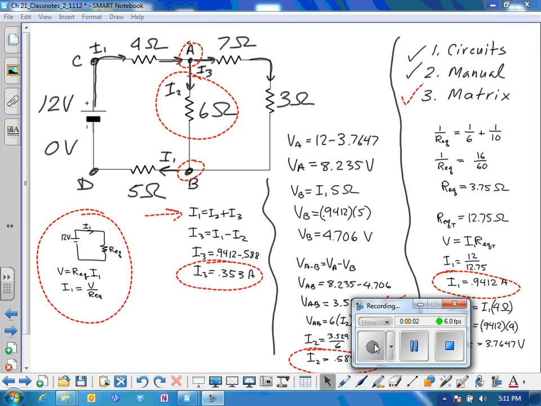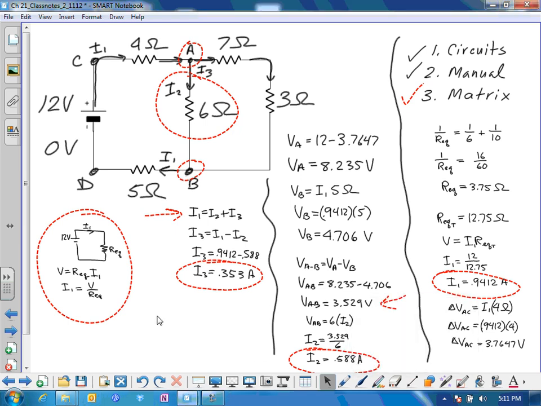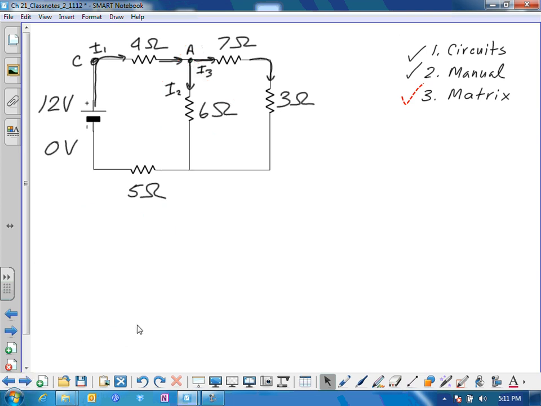In our last screencast, we used manual methods for finding the current flowing through the various branches of the circuit. In this screencast, we're going to apply matrix methods for accomplishing the same thing. Hopefully, we'll find that these methods will result in a less tedious approach to finding our solution.